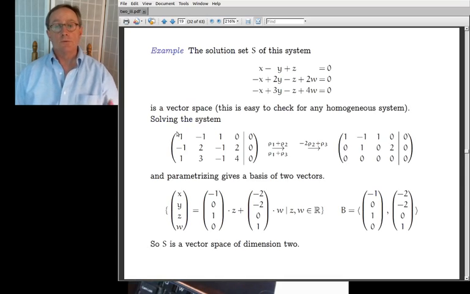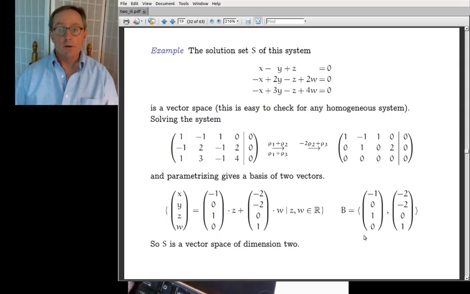On to a less obvious example. The solution set for this system is a vector space. If you solve the system, you parameterize, and you get a basis with two vectors. So the solution set for this system, which is a three equation, four unknown linear system, has dimension 2. So the solution set is a vector space of dimension 2. It's a plane. Because there are 4 letters here, this is a plane through the origin in R4, spanned by those two vectors.